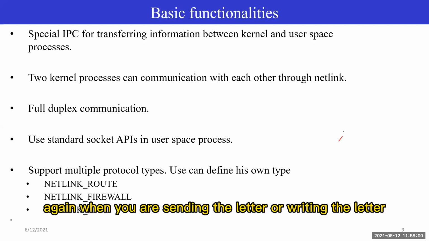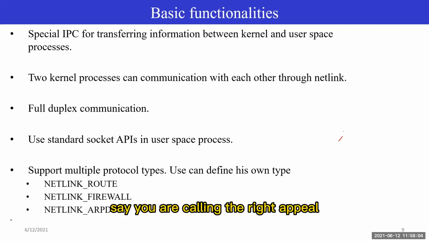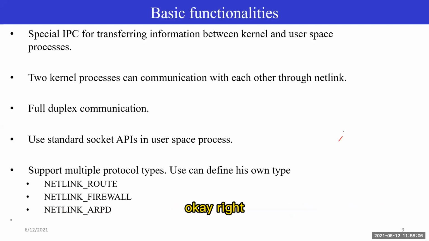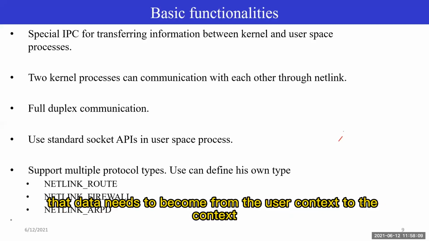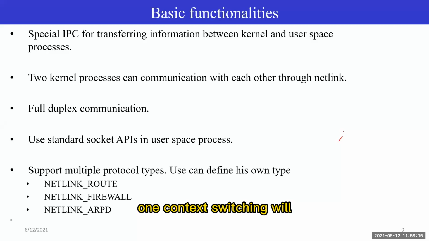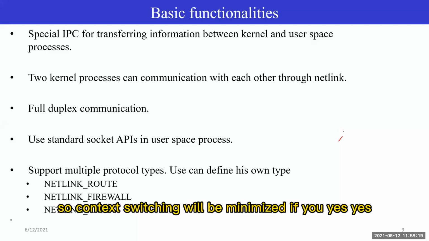Right. Again, when you are sending the data or writing the data, say you are calling the write API, that data needs to come from the user context to the kernel context. So again, one context switching will be there. So context switching will be minimized if you use Netlink.